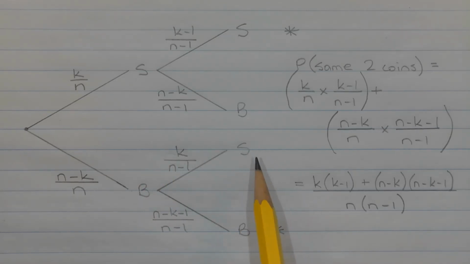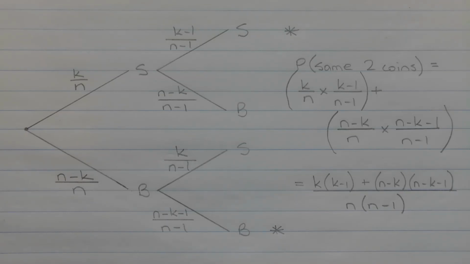Let's have a look at drawing a silver coin in the second draw after drawing a bronze coin in the first draw. There are still k silver coins in the bag, but there are n minus 1 coins left. So the probability of drawing silver after drawing a bronze coin is k over n minus 1, and the probability of drawing a bronze coin after drawing a bronze coin in the first draw must be n minus k minus 1. So we've depleted the number of bronze coins by 1 already because we've already drawn a bronze coin here, and that's over n minus 1.